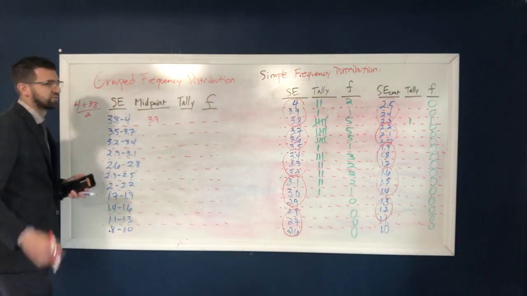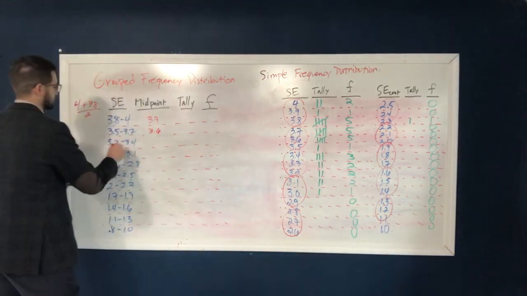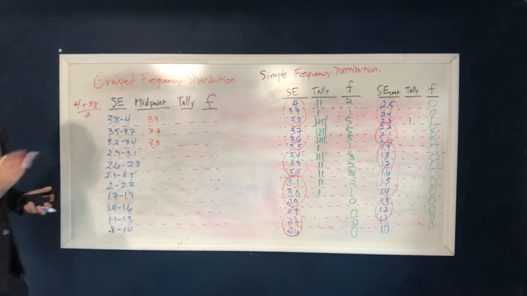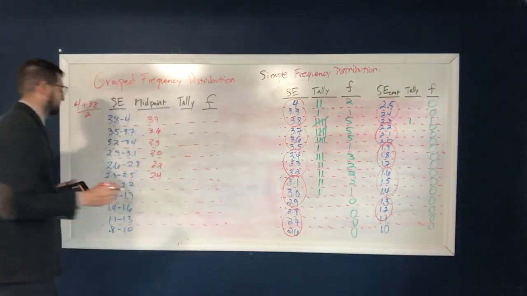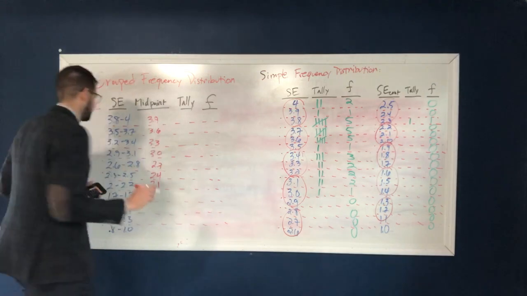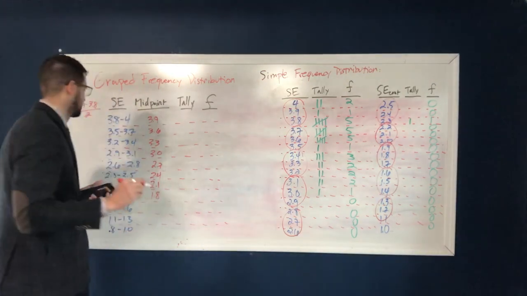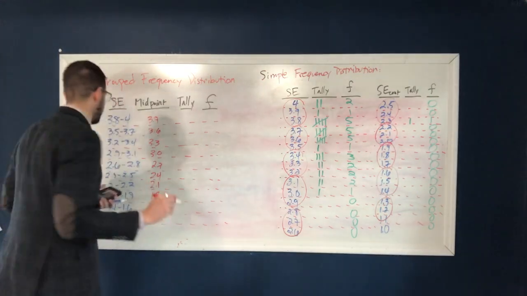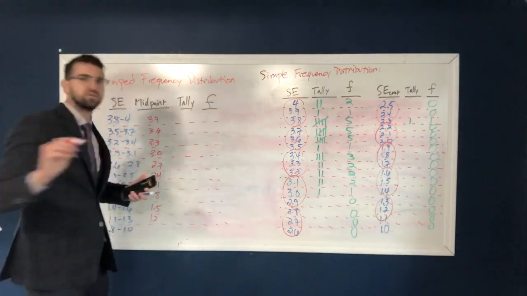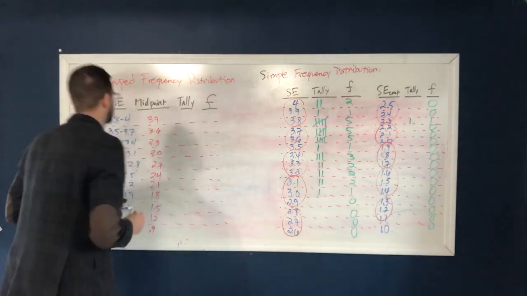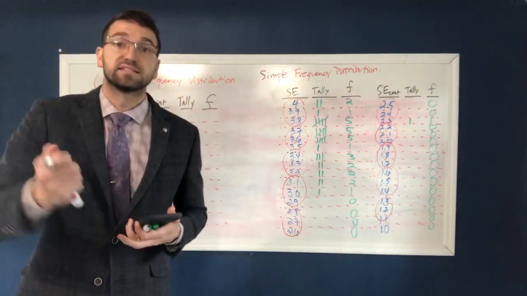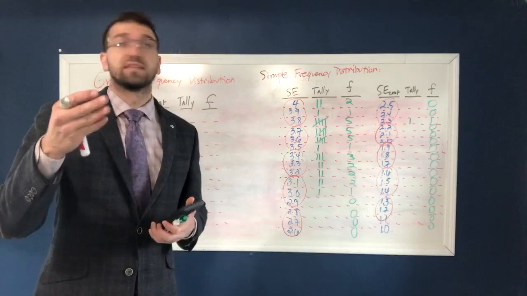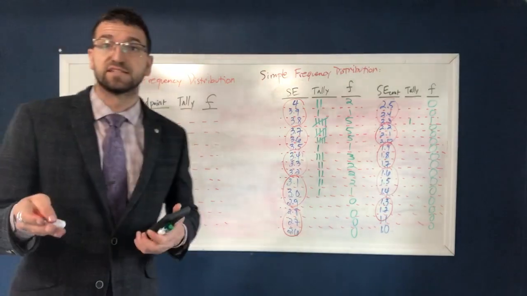Okay, so the midpoint of 3.5 and 3.7 is going to be 3.6, 3.2 and 3.4, 3.3. 2.9 and 3.1 is going to be 3.0. 2.6 and 2.8 is going to be 2.7. 2.3 and 2.5 is going to be 2.4. 2 and 2.2 is going to be 2.1. 1.7 and 1.9 is going to be 1.8. 1.4 to 1.6 is going to be 1.5. 1.1 to 1.3 is going to be 1.2. 0.8 to 1 is going to be 0.9. So figuring out the midpoint is really, besides the intervals, the only thing that's different between the simple frequency distribution and the grouped frequency distribution.